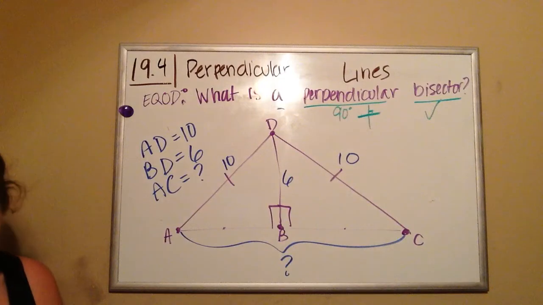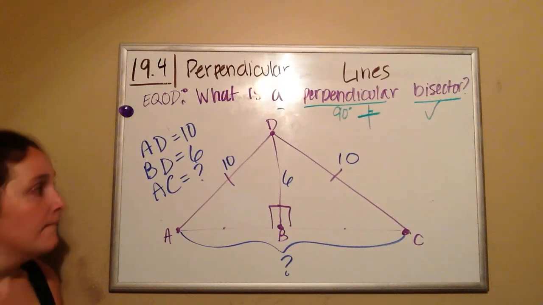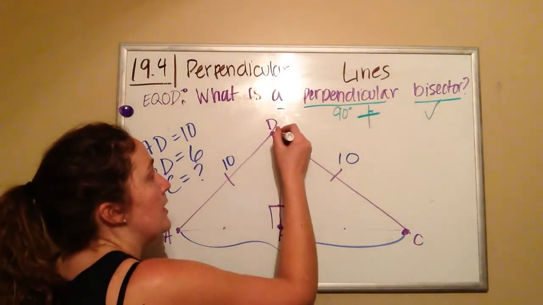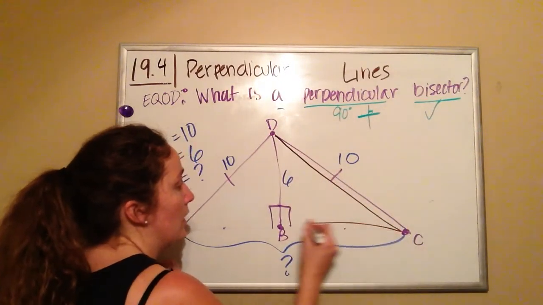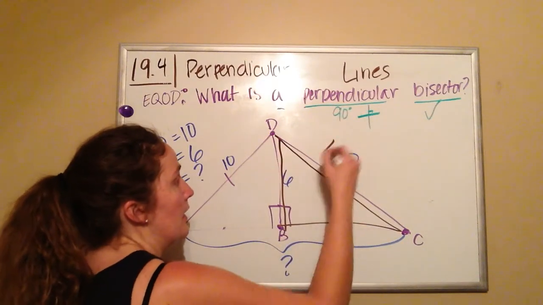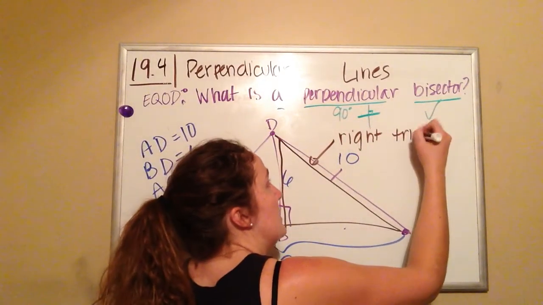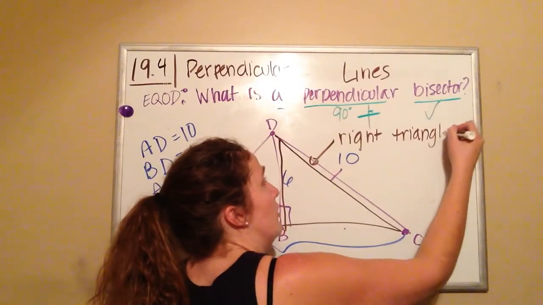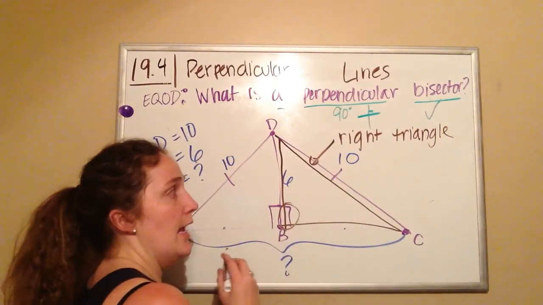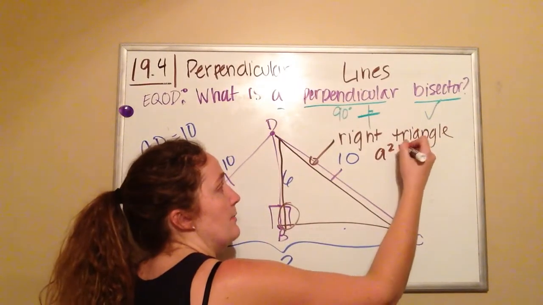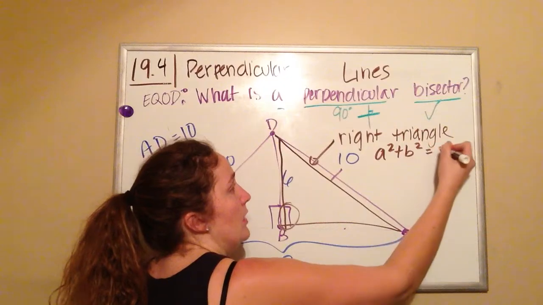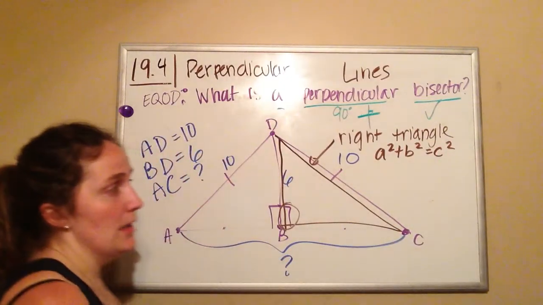And the thing that I'm going to look at is right here, we have a right triangle. And whenever you have a right triangle, meaning a triangle with a 90-degree angle, you can use the Pythagorean theorem. And you just need to know where the A, the B, and the C go.